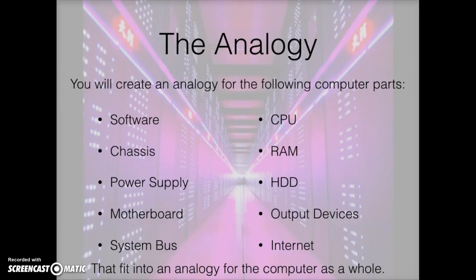So in your analogy, you are creating the whole analogy, and then the different parts within that analogy are an analogy for software, the chassis, the power supply, the motherboard, the system bus, the central processing unit or CPU, random access memory or RAM, and the hard disk drive or HDD, as well as output devices and the internet.